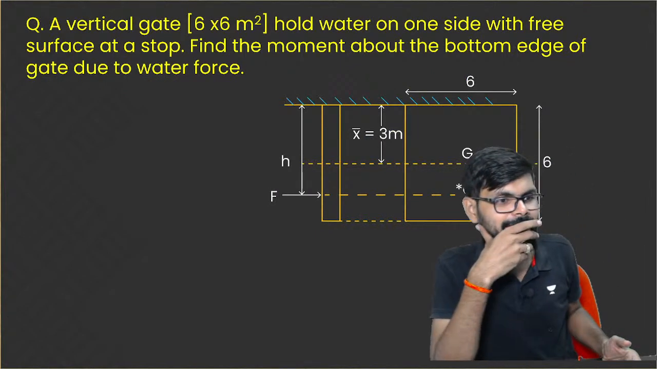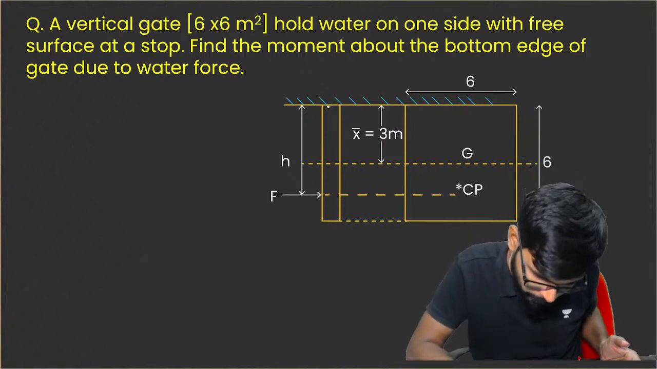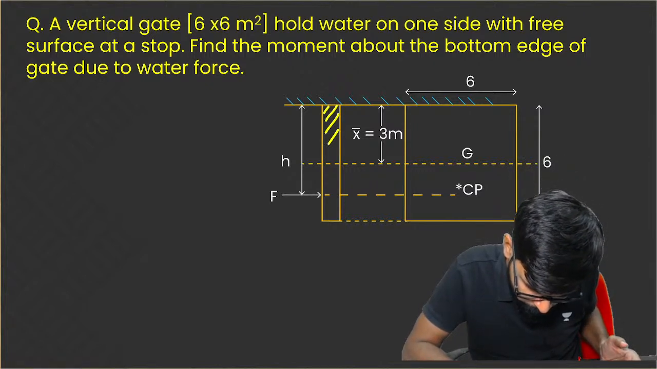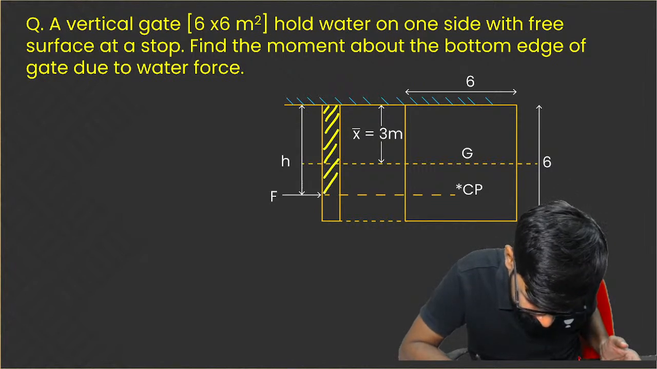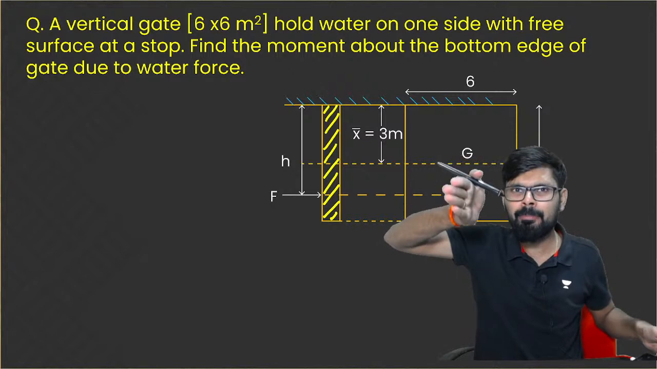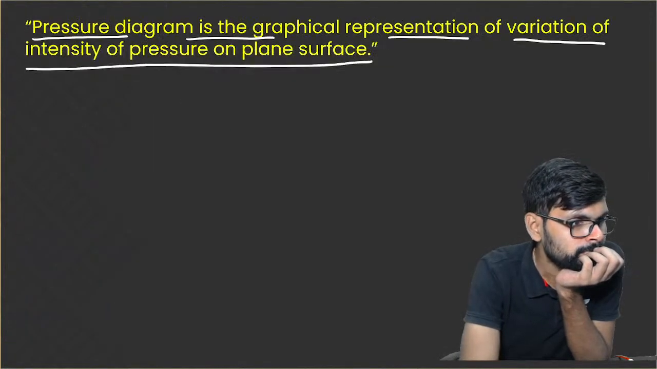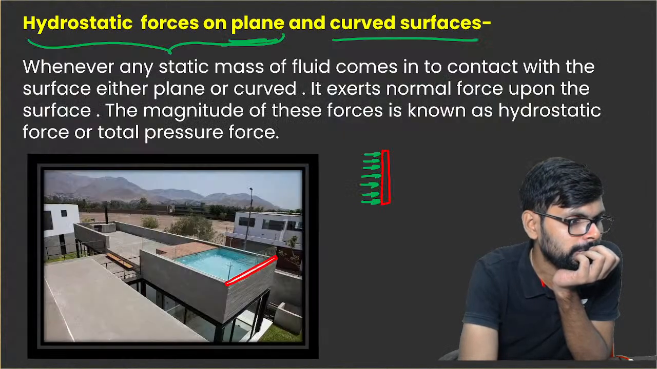ए वर्टिकल गेट है, देखो ये गेट है, दिस इज अ गेट. ए वर्टिकल गेट, ये तो डैम जो होता है ना, डैम में तुमने देखा होगा, अभी डैम का फोटो मैंने दिखाया था. इधर देखो ये डैम है ना, ये डैम.